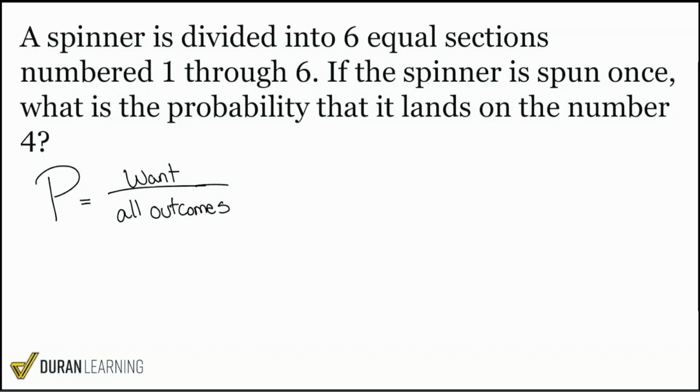The problem reads, a spinner is divided into 6 equal sections numbered 1 through 6. If we spun it once, what's the probability that it lands on the number 4?